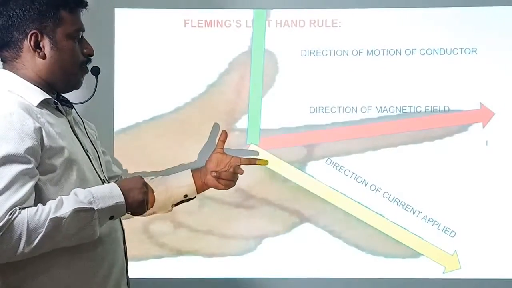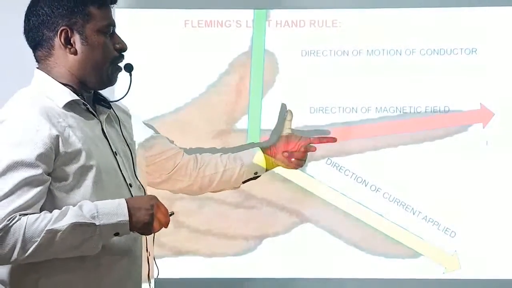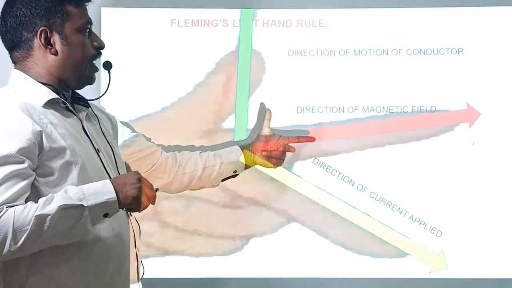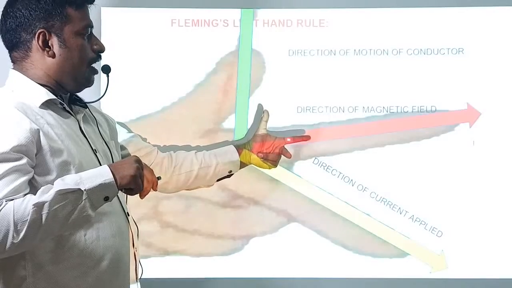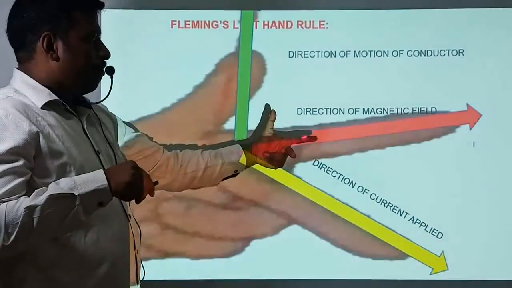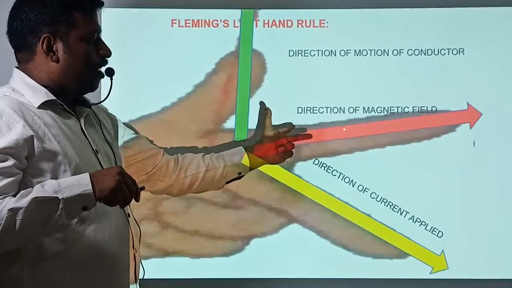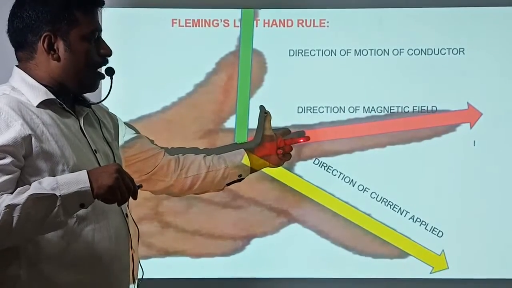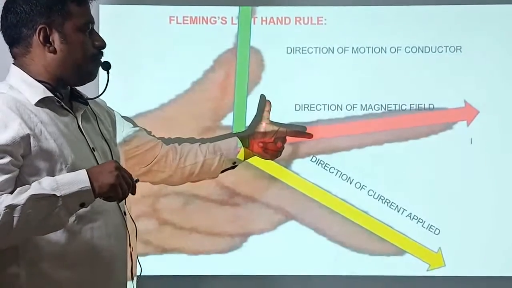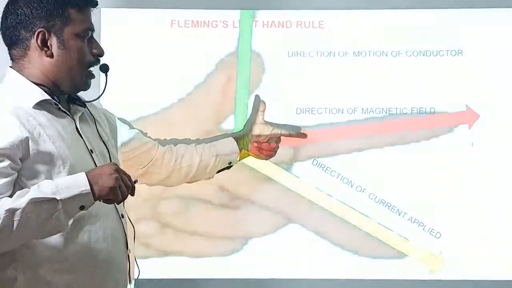Let us hold first the fingers of our left hand mutually perpendicular to each other, such that the thumb shows the direction. The index finger or the forefinger represents the direction of magnetic field, and the middle finger or the center finger represents the direction of current flowing through the conductor. Then the thumb shows the direction of motion experienced or force acting on the conductor.